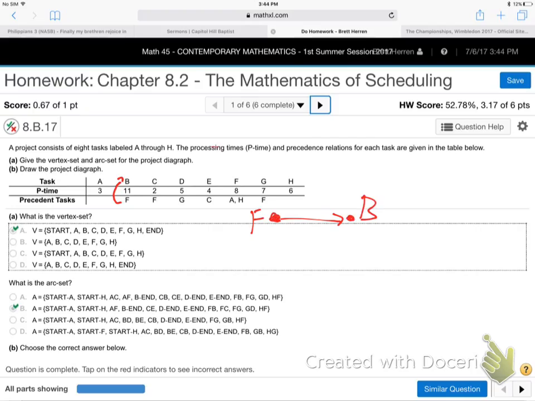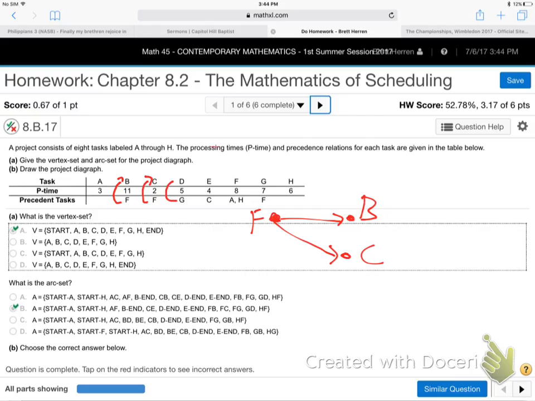Nothing more fancy than that for starters. F points to B. F also points to C. I'll just keep them on the left. So F's also pointing to C. So far, so good? See what I'm doing? I'm just taking the precedent tasks leading to whatever other tasks.